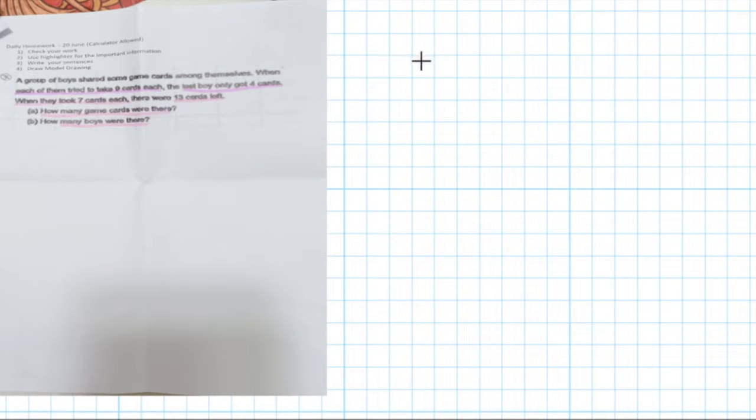Okay, so if each of them takes 9 cards each, there will be one boy who only gets 4 cards. And then if each of them takes 7 cards each, there will be an extra 13 cards left. So you see, in this case, the total number of cards should be the same, right? Correct or not? Because the total number of cards is the same. So what is the number of cards?